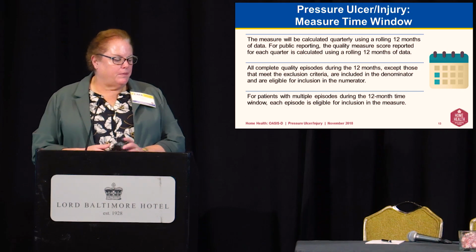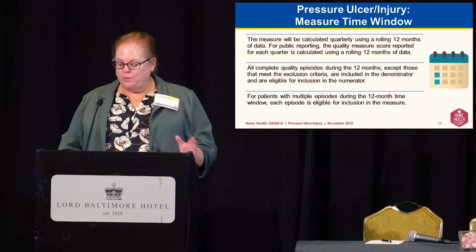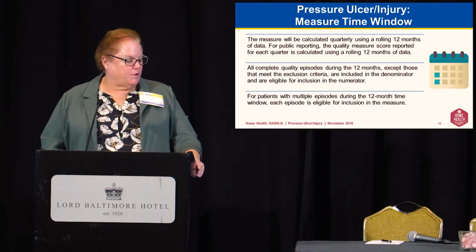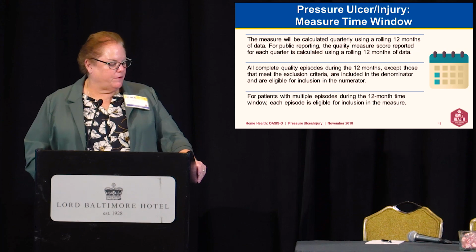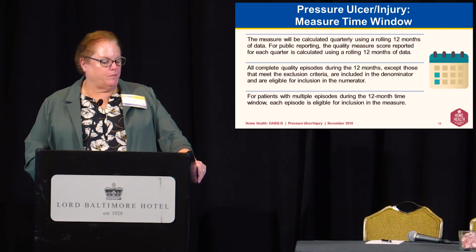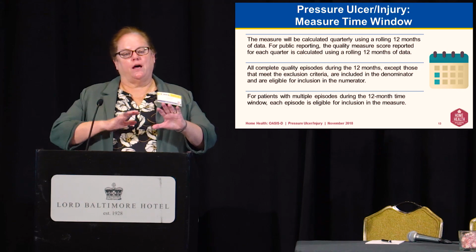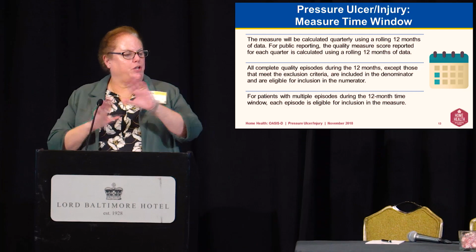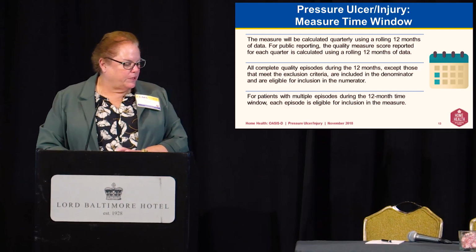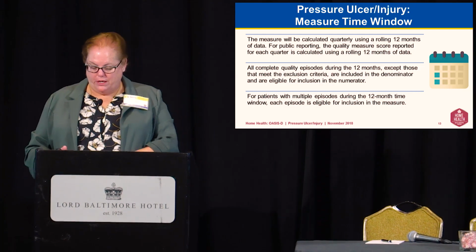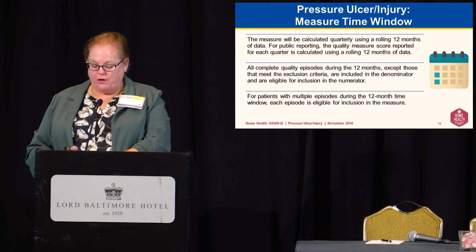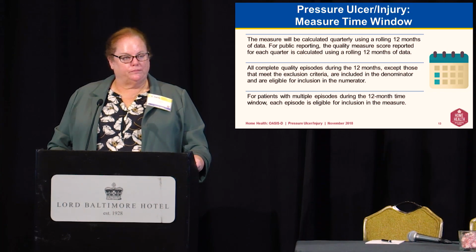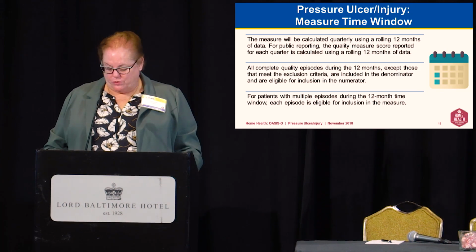So what are the measurement time windows? The measure will be calculated quarterly using a rolling 12 months of data. For public reporting, the quality measure score reported for each quarter is calculated using a rolling 12 months of data. So as one quarter comes on, the very last quarter will fall off, and so it's a changing measure. All complete quality episodes during the 12 months, except for those that meet the exclusion criteria, are included in the denominator and are eligible for inclusion in the numerator. And again, following that same rolling 12 months.